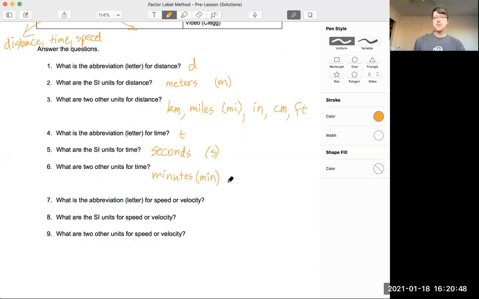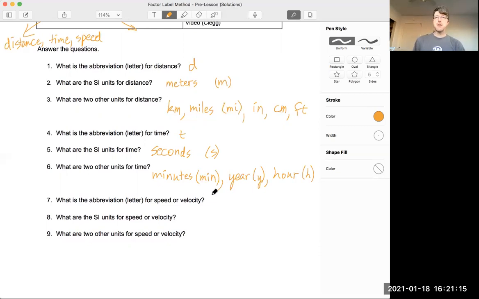Okay, minutes. Let's see here. How about a year? A year, y. We can keep going here. What about hours? Hours, h. Minutes, years, hours, seconds, weeks. I mean, there's so many units of time, but the main base unit for SI is seconds.